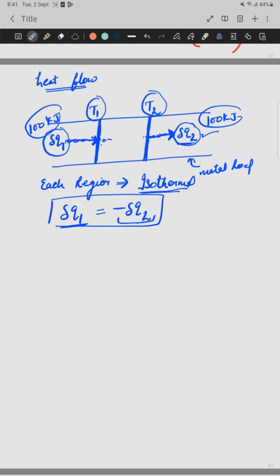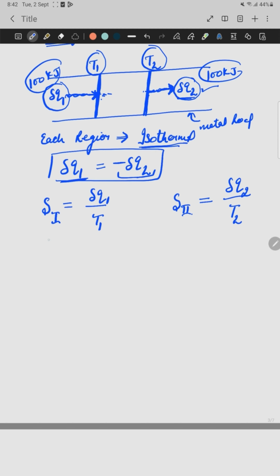Now we will study the entropy change for the first region and the change in entropy for the second region. For the first region the change in entropy is given by curly Q divided by T. For the first region the temperature is T1 and the amount of heat added is curly Q1. For the second region, again the same expression, but the temperature is T2 and the amount of heat added is curly Q2.